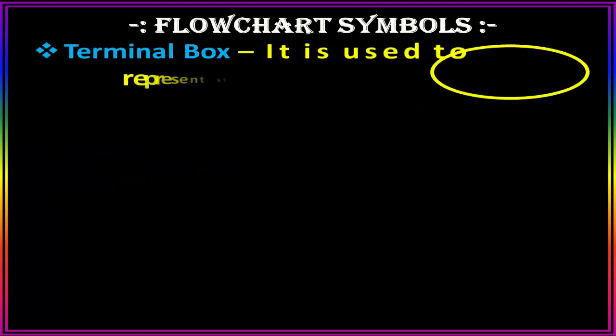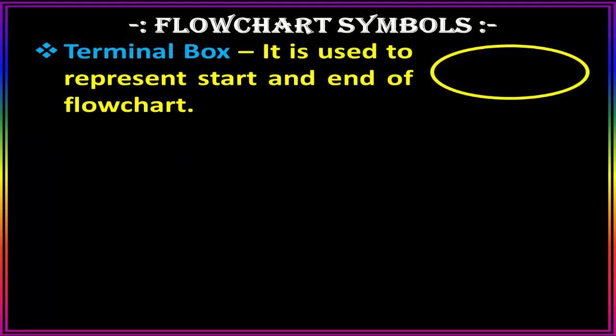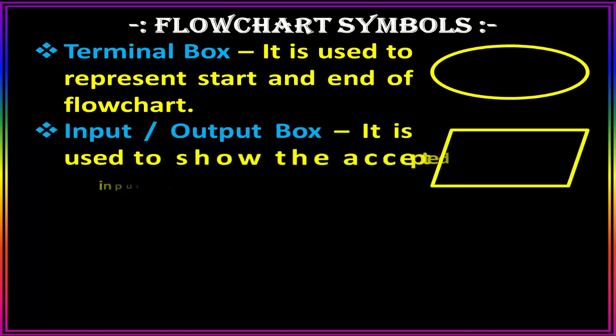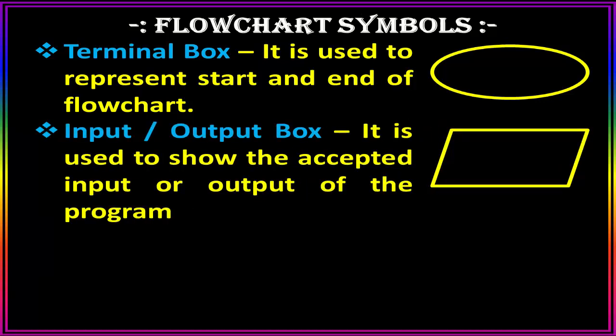First one is the terminal box. A terminal box is represented by an oval sign. It is used to represent the start and end of the flowchart. Second one is the input-output box. Input-output box is represented by a parallelogram. It is used to show the accepted input and output of the program. If in the algorithm words like read, input, accept, enter, display, print, show have come, we can show that step of the algorithm in pictorial form by the input-output box in the flowchart.